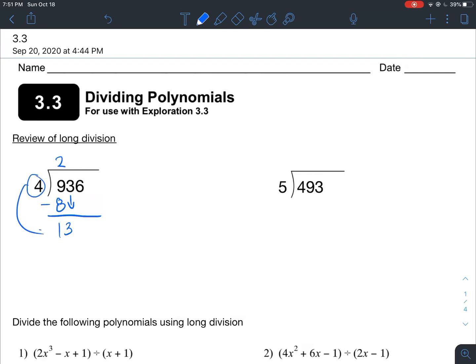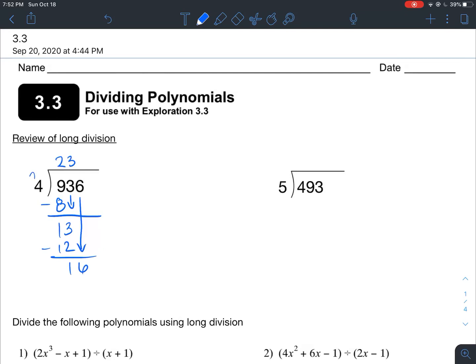So we do 4, and we see how many times it goes into 13. And that's at least 3 times, right? 4, and then 8, and then 12. So at least 3 times. So put the 3 up there. And 4 times 3 is 12. We're just taking this and multiplying it by that. And then you subtract, and that's going to be 1. Now drop the 6 down here and do the same thing.